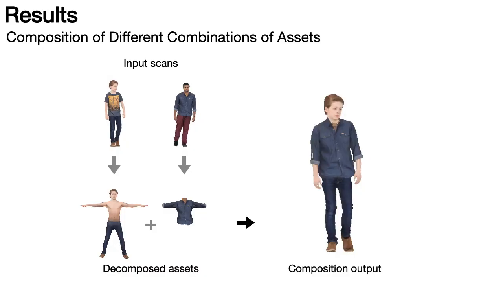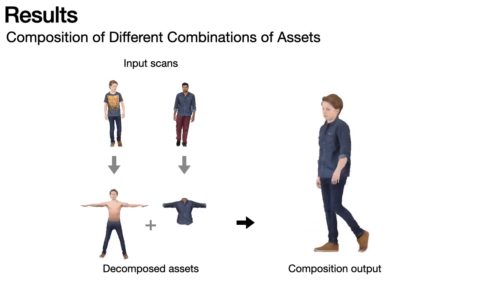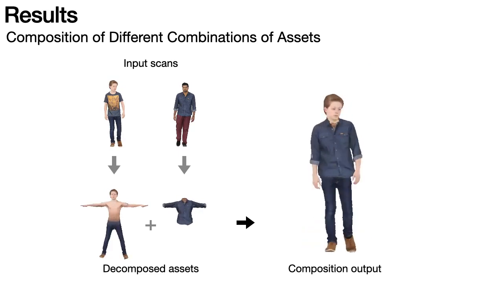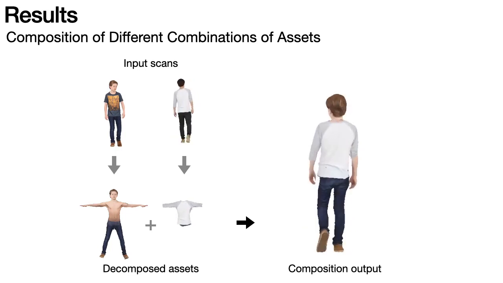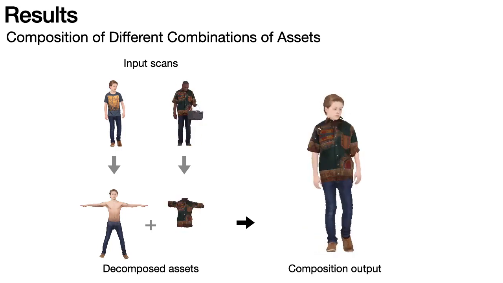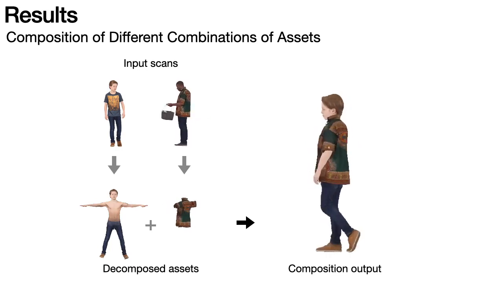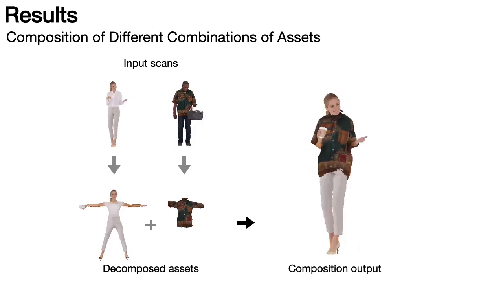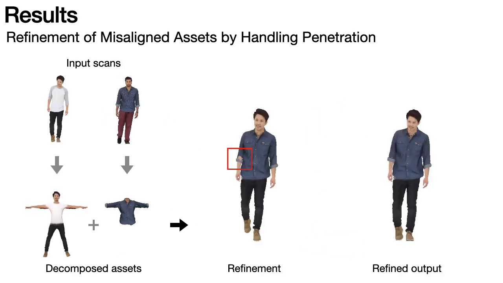For instance, by composing the decomposed human and object from different scans, our method enables the effortless creation of newly dressed avatars. Here, we show the same human identity getting redressed in different upper clothing. We can similarly dress a different human identity with each clothing. For the case where human and object are misaligned, we further refine the composite results via penetration handling.